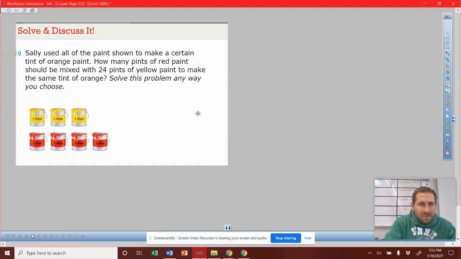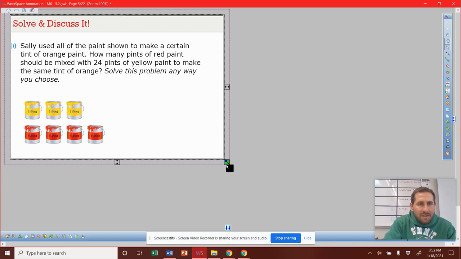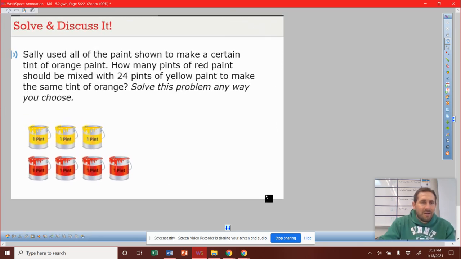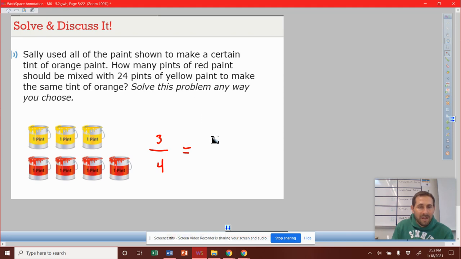I guess I'll have to enlarge this a bit. Okay, Sally used all the paint shown to make a certain tint of orange paint. How many pints of red paint should be mixed with 24 pints of yellow paint to make the same tint of orange? So really, we've got a 3-to-4 ratio, right? I'm going to do this as a fraction. So the yellow, we're going to have 24 up here, right?